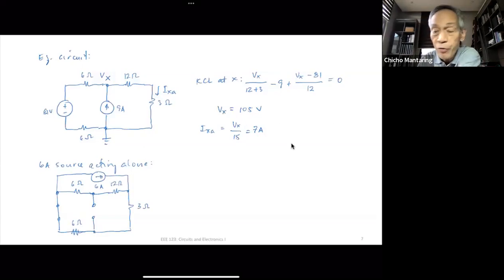And what I want to compute for now is this. Let me call this IXB. Any suggestions to compute for IXB? Try somebody else. Let me call Nathaniel. Are you there? What technique can I use to compute for IXB?